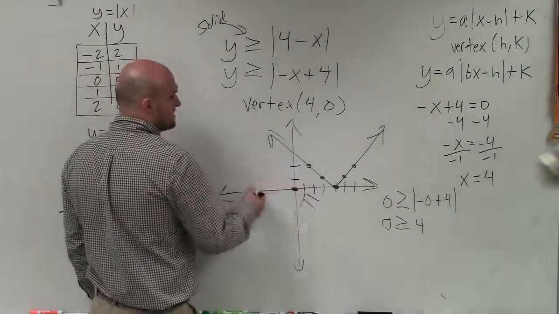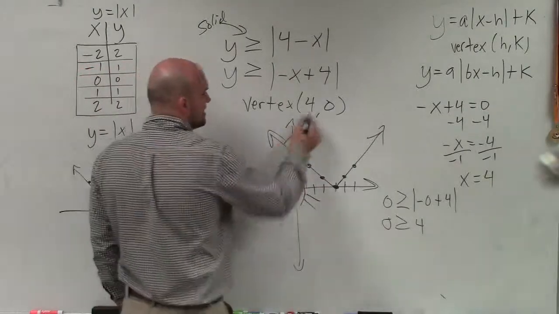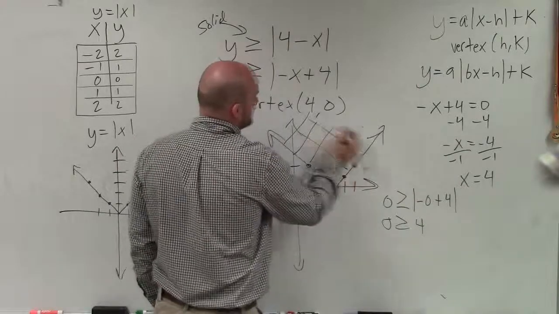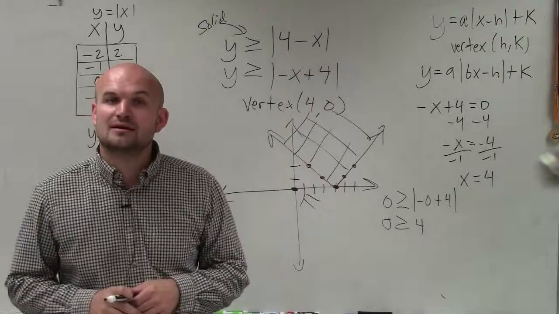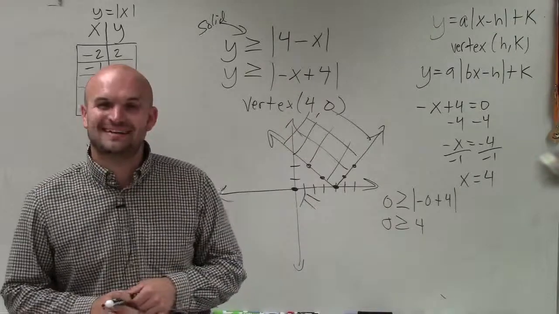So since it's false outside, that means all the points outside are false, and that means all the points on the inside are true. So there you go, ladies and gentlemen. That is how you graph an absolute value inequality. Thanks.